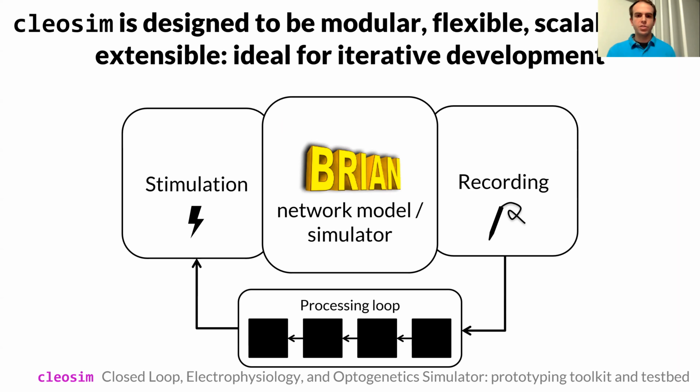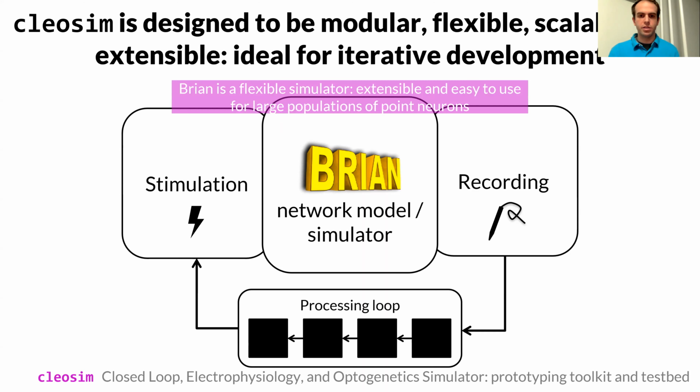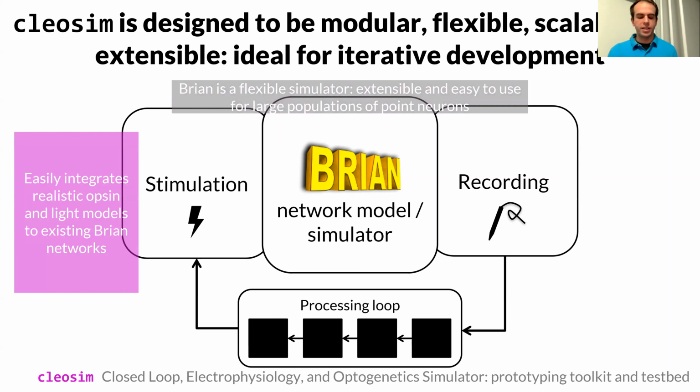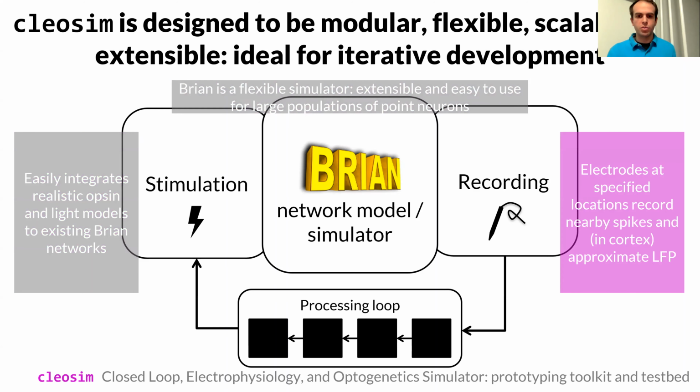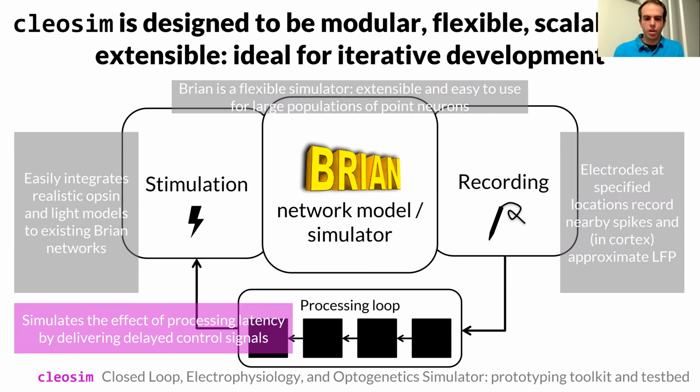So this is why we're developing a Python package called cleosim, built around the Brian simulator. Brian is flexible, easy to use, scalable. We're making an optogenetics module, easy to inject into existing Brian models, an electrode module as well to capture spiking, approximate LFP. Also, the processing loop interface is important. It allows you to model whether your control delay is 1 millisecond, 10 milliseconds, which could make a big difference.